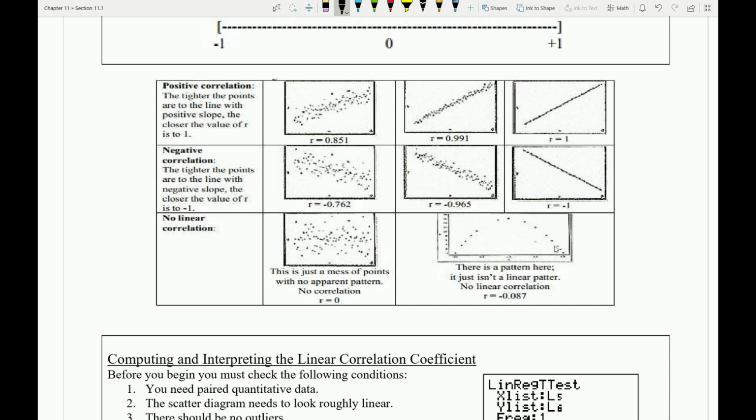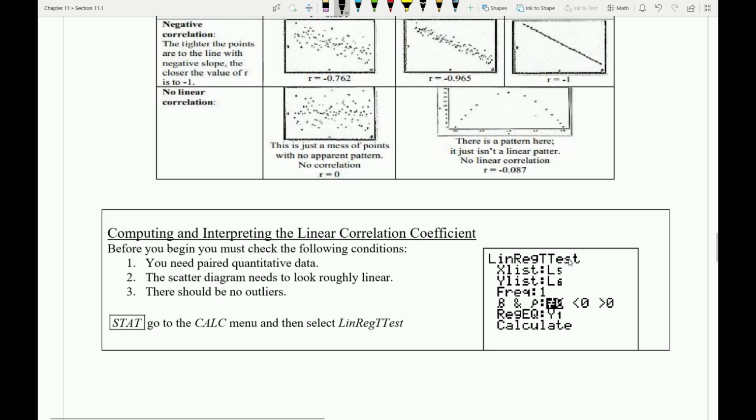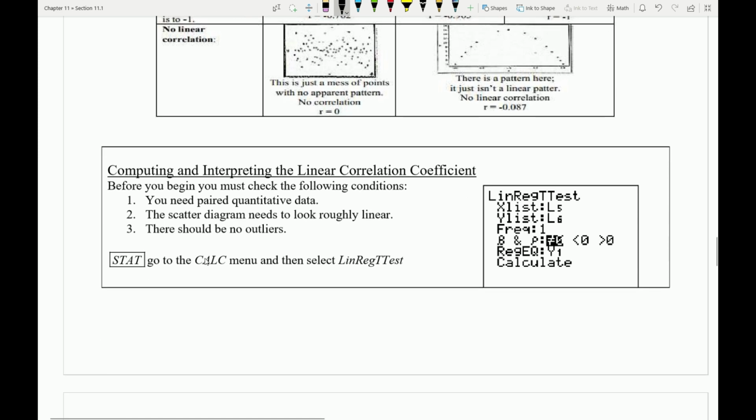So in our class, to find the value of R, we're going to be doing a test on the calculator. Interestingly, we're not actually trying to use the test to complete a hypothesis at the moment. We're just going to be using this test to find the value of R. That's it, and we'll see how this works. We're going to be using the LinRegTTest that should be on everyone's calculator.